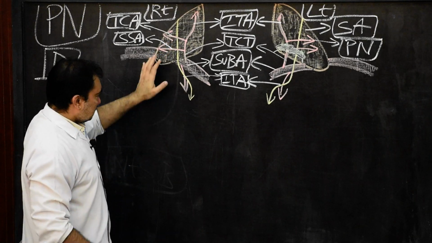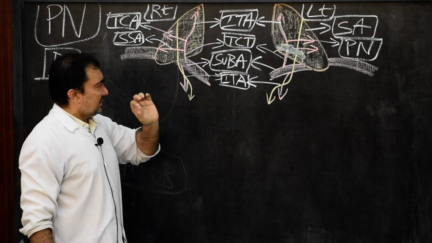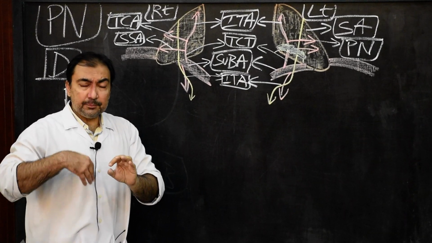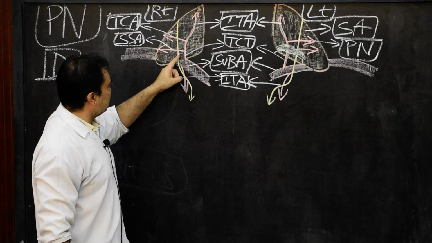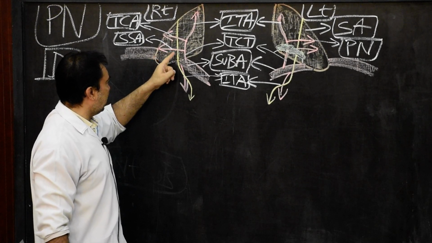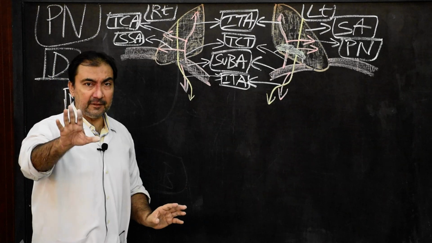Now, what is important are the posterior relations of the phrenic nerve. What are the structures present posterior to the phrenic nerve at this level, that is in the cervical region?